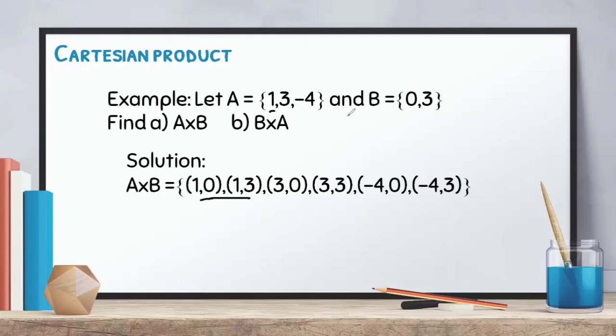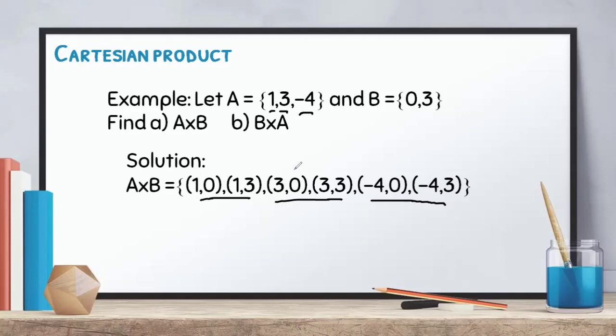Okay, then after we're done, now let's go to our 3. This time, we're going to pair out our element 3 to the elements of our B. So 3 is paired out to 0, and 3 is paired out to 3. That would be the second step. And lastly, since our last element there is negative 4, we're going to pair this out with the elements of our B. So negative 4 is paired out to 0, and negative 4 is paired out to 3. That would be the last step of our Cartesian product. So these are the elements of our A cross B. So we have here your ordered pairs.